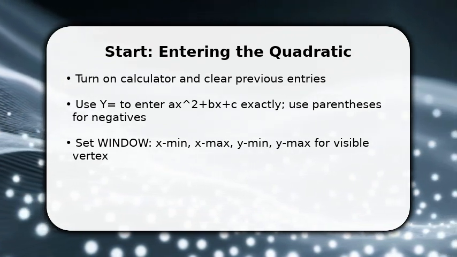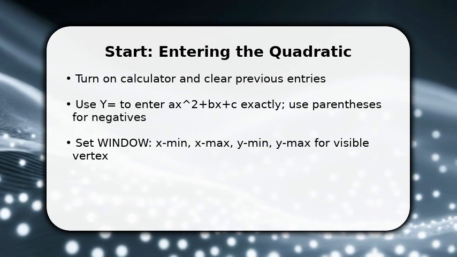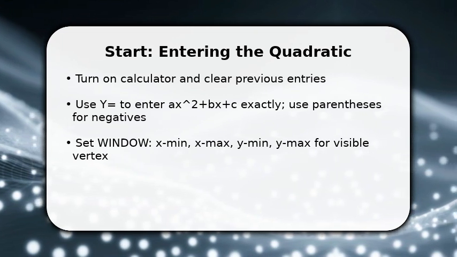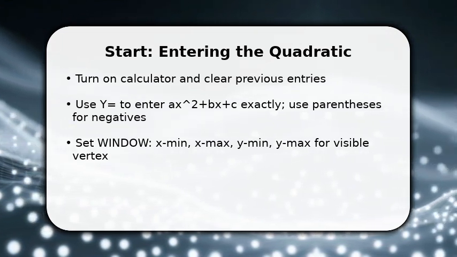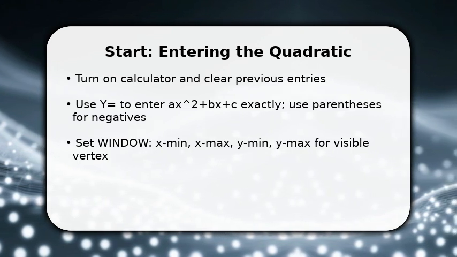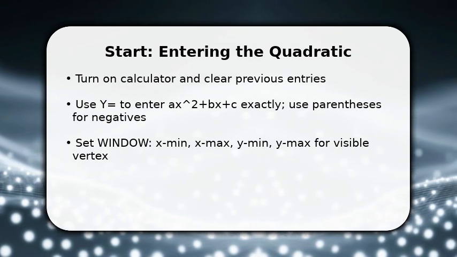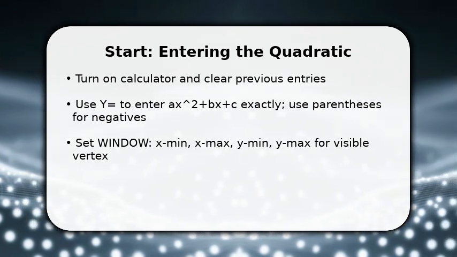Once done, set a reasonable window range. Choose xmin and xmax around expected roots and ymin/ymax to include the vertex. You do this to ensure the curve displays fully. Otherwise, the graph might look flat. Make sure the function line is selected and not disabled, then press Graph to see the parabola.